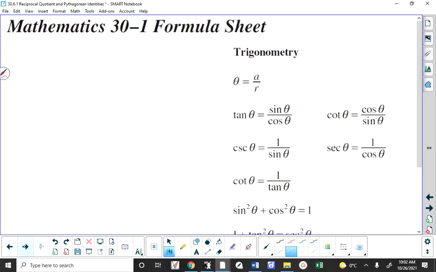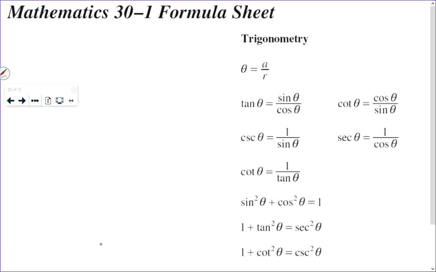Okay, if you take a look at your formula sheet, among other things on your formula sheet related to trigonometry are all of these identities. While you're getting your formula sheet out, I have a little handout that I would like to give you. And in all the work we do over the next part of the course, you need to be looking at your formula sheet. You need to be using your formula sheet.